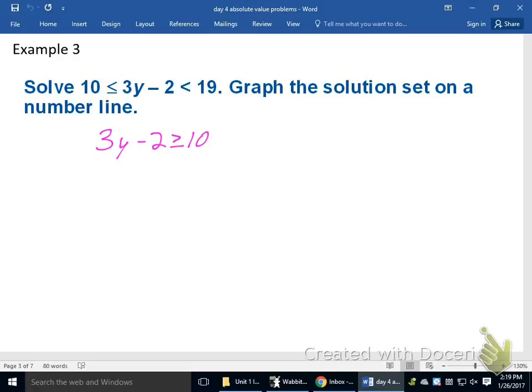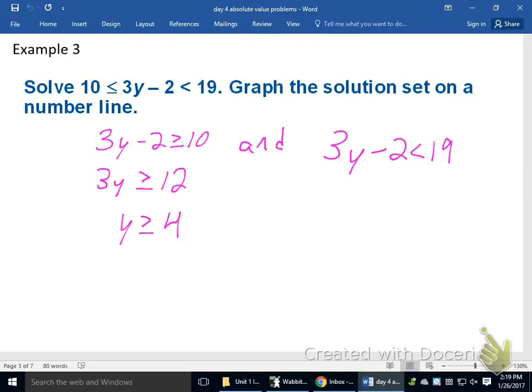3y minus 2 is greater than or equal to 10. And at the same time, 3y minus 2 also has to be less than 19. I'll solve these independently. On the left-hand side, I will add 2 to both sides, and then divide by 3. Y is greater than or equal to 4. On the right-hand one, I'll add 2 again, and divide by 3. Y is less than 7.